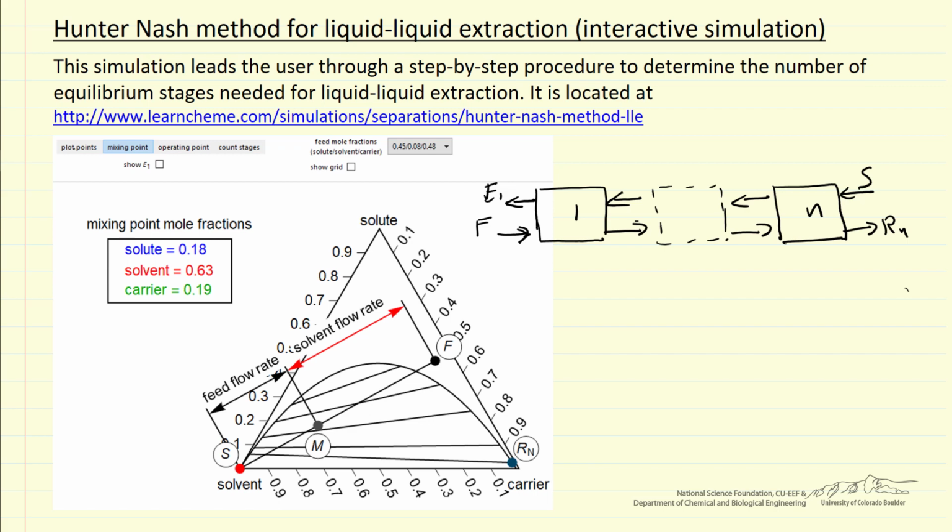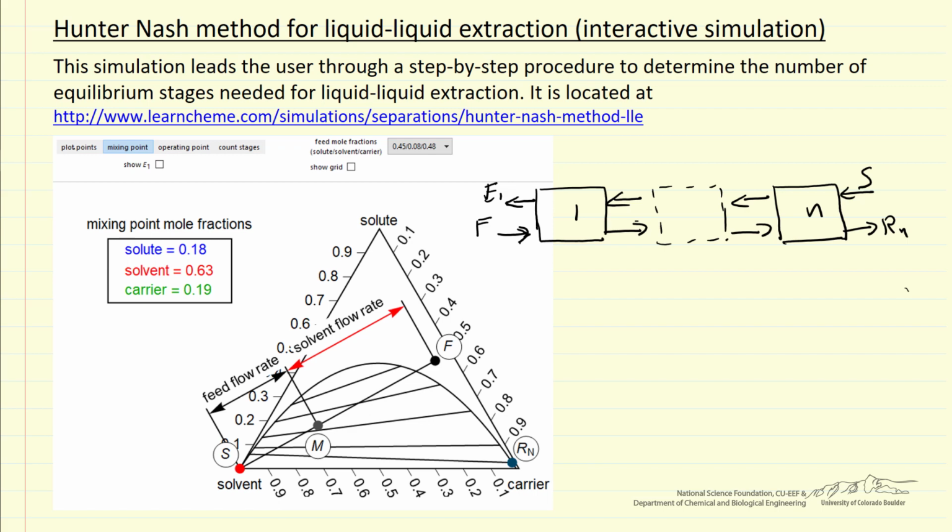F is the feed that we want to extract the solute from. E is the extract of the solvent with the solute that we've removed from the feed. In this case, S, the solvent, is going to be pure solvent. And Rn, the raffinate, is from stage N. This is the material that has depleted solute, so it's a feed with a lot of the solute removed.